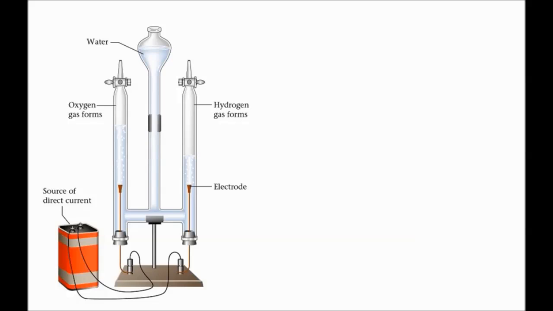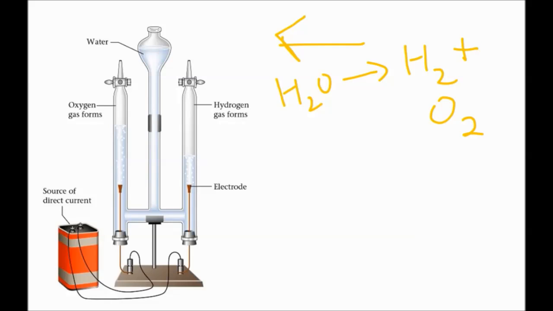The next term on your sheet is electrolysis. The setup I have shown over here is an electrolysis setup. What this setup does is it actually changes water into its bare elements, which are hydrogen and oxygen. So one side is filled with oxygen gas, and then the other side becomes filled with hydrogen gas, and it's powered by this battery.